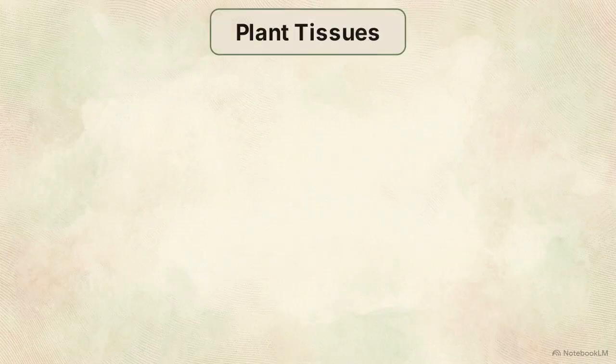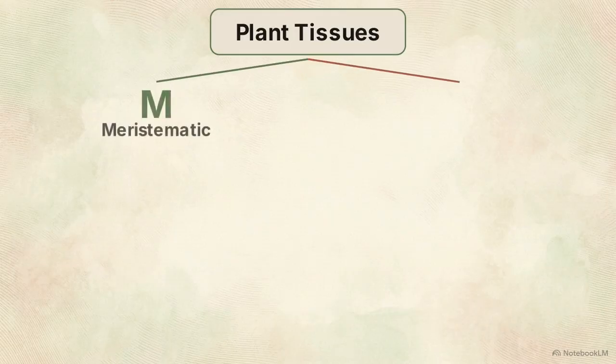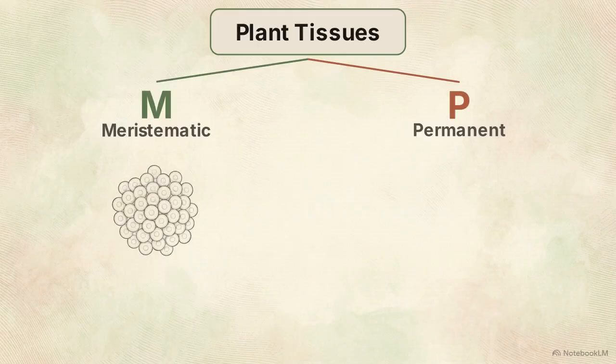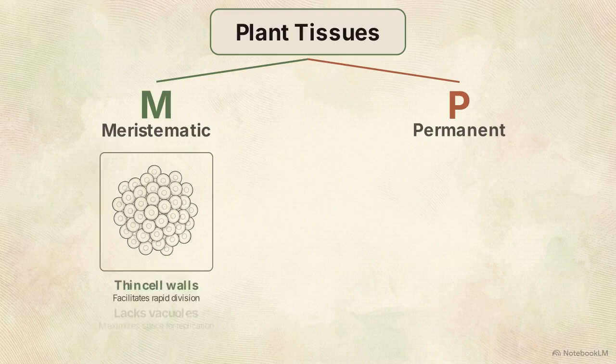Is the tissue actively growing, or is its structure fixed? Draw a branch splitting plant tissues into 2 distinct categories. Write M for meristematic and P for permanent. Meristematic cells are the rapid dividers. To maintain that speed, they have thin cell walls and lack large internal storage structures called vacuoles.